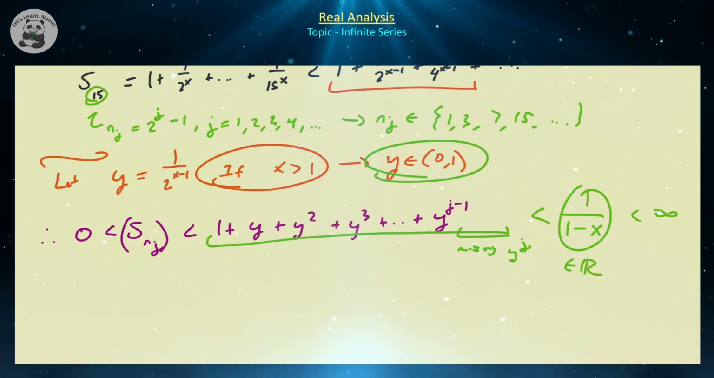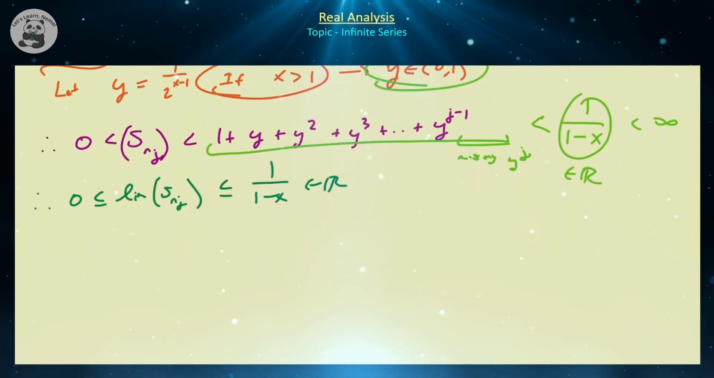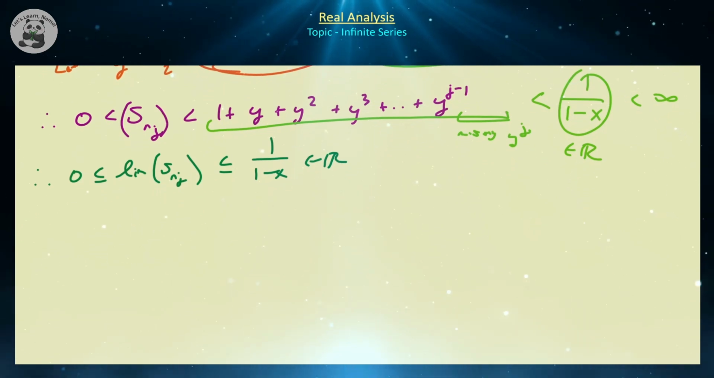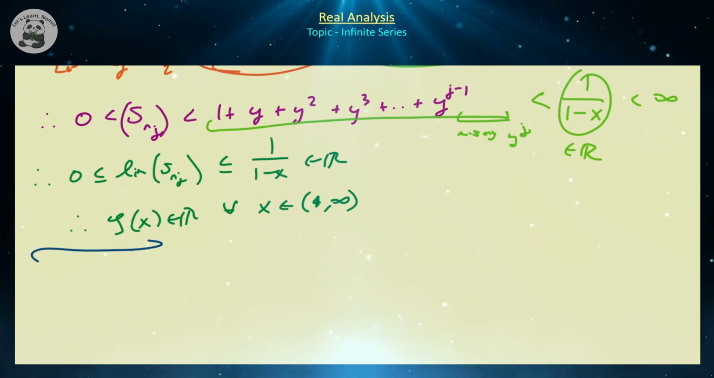So it converges. That means 0 is less than or equal to the limit of Snj, which will always be less than or equal to 1 over 1 minus y, which obviously is in the reals. So the limit of this sequence is bounded, and that's obviously true for all indices of s. So that means the zeta function of x is going to belong to R for all x in the interval 1 to infinity. So if anybody says, what is the value of zeta 2?